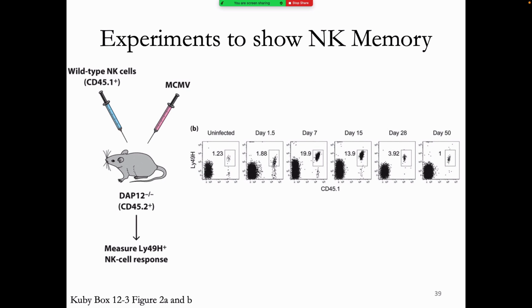And you can see at the beginning, there were about 1% of these cells. A day and a half after infecting, 1.88. 7 days after, 19%. Then 13.9, 3.92, 1. It makes that perfect sort of curve that you think of for a primary response, in terms of those cells undergoing clonal expansion and then contracting. And so that looks like an adaptive response. That's not what we usually think of with some aspects of the innate response.